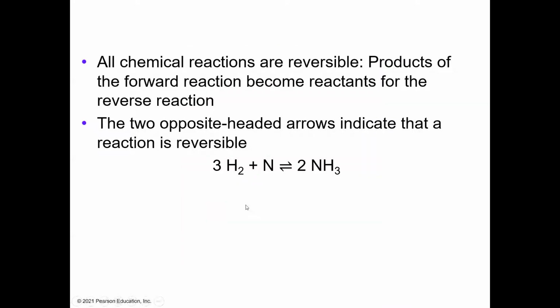And as I said, chemical reactions are reversible, not all of them, sorry, not all of them. So you can see arrows going two ways. So this is hydrogen and nitrogen and gives you two molecules of ammonia, right? But it can go two ways.